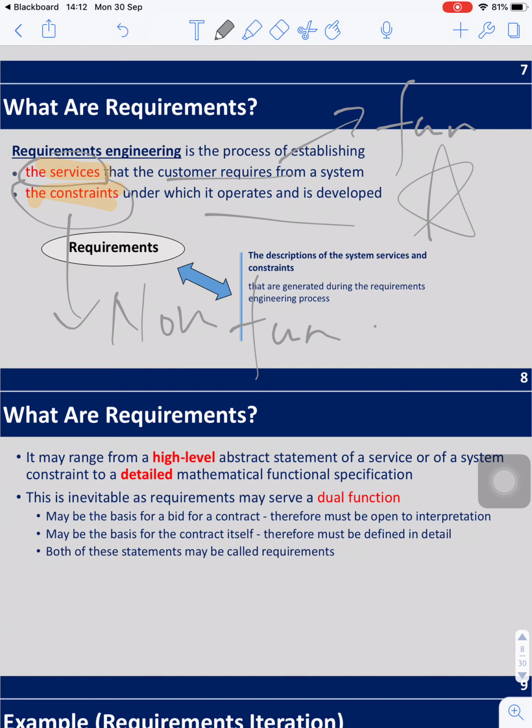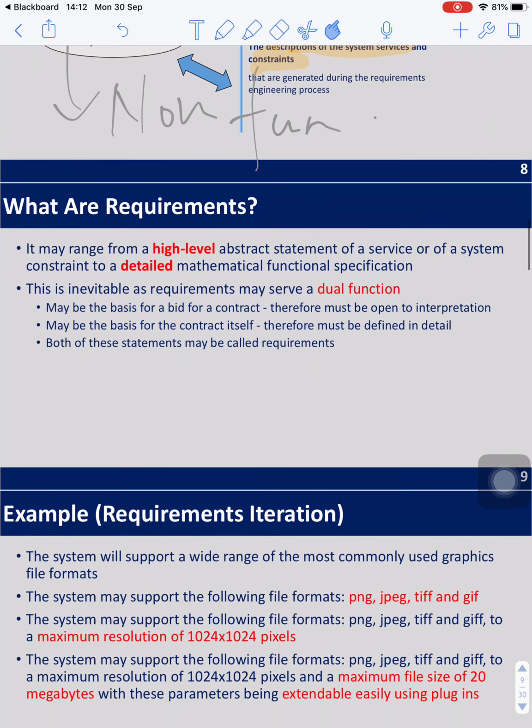Requirements engineering is the process of establishing the services the customer needs from a system, and the constraints under which the system operates and is developed. A requirement is a description of the system services and constraints that are generated during the requirements engineering process.